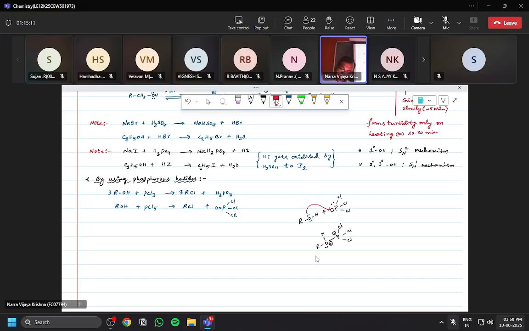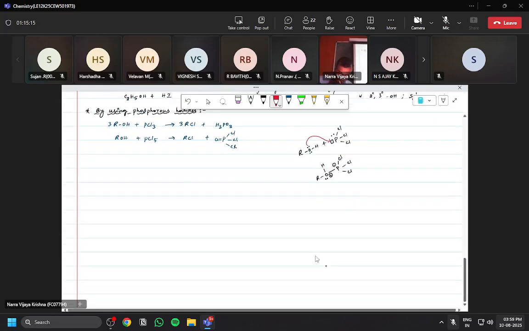Now, is there any possibility of removing H plus from here, restoring the lone pair electrons of oxygen? Is it possible? Done or not? Then from here, can I remove Cl minus?